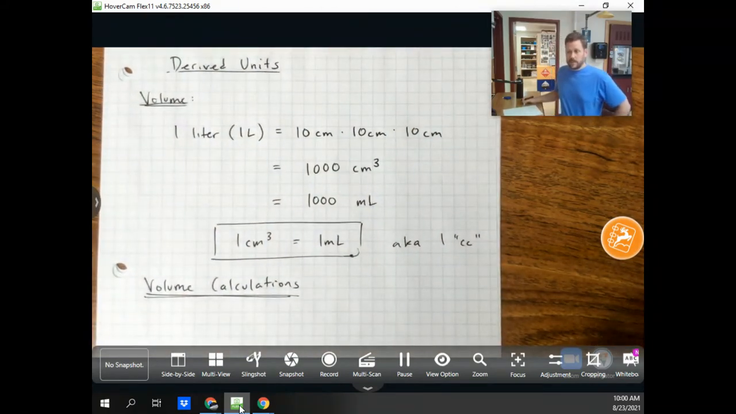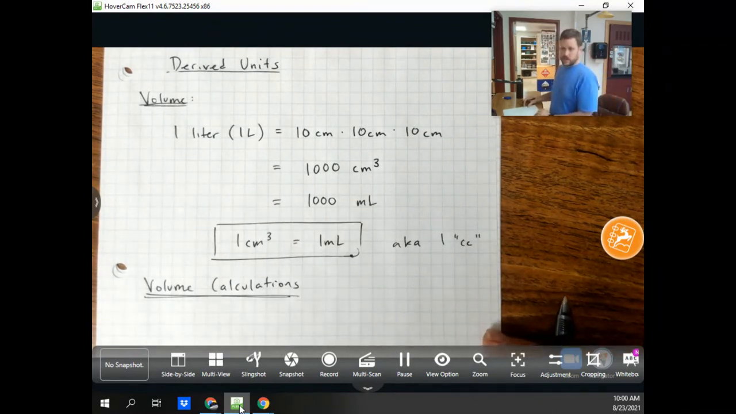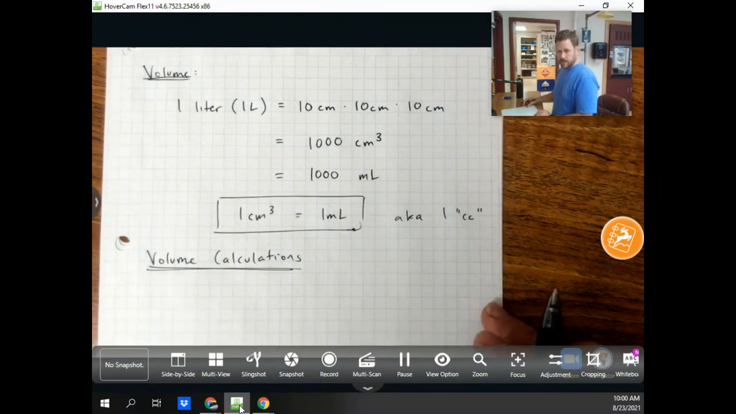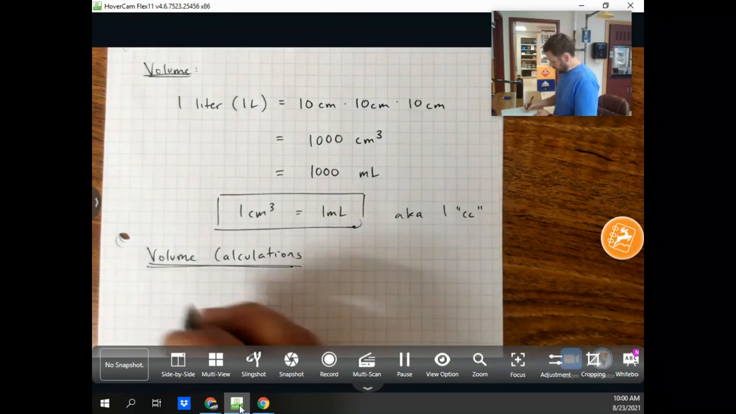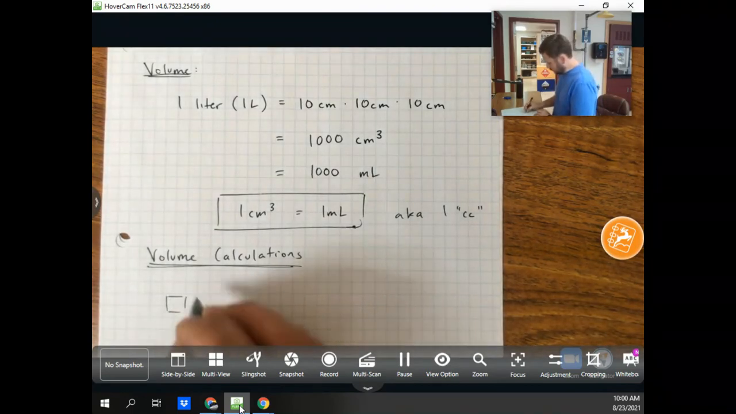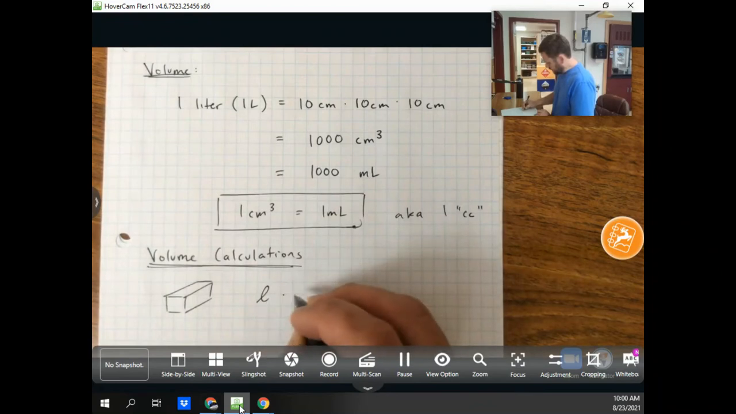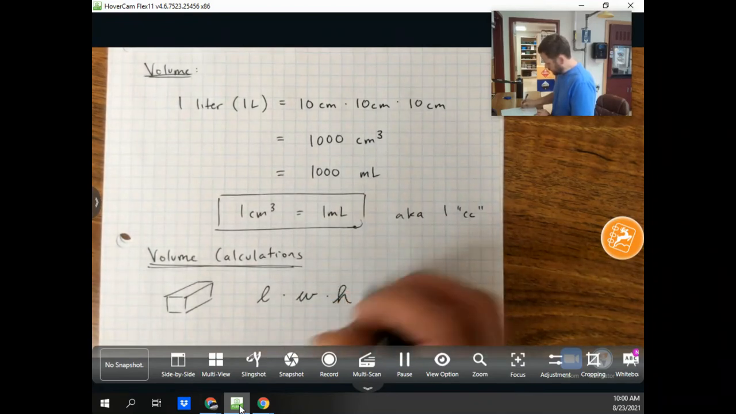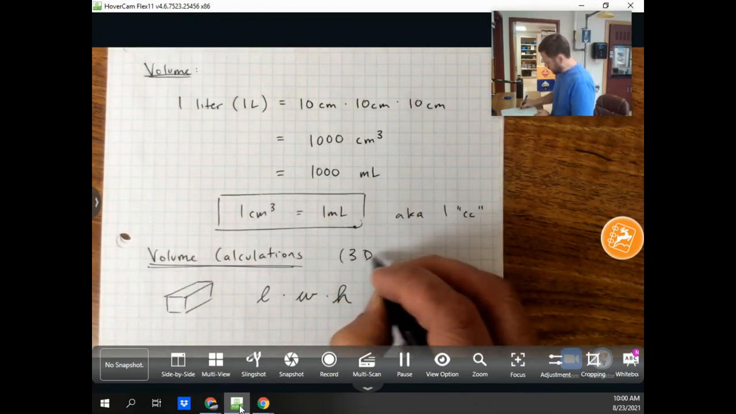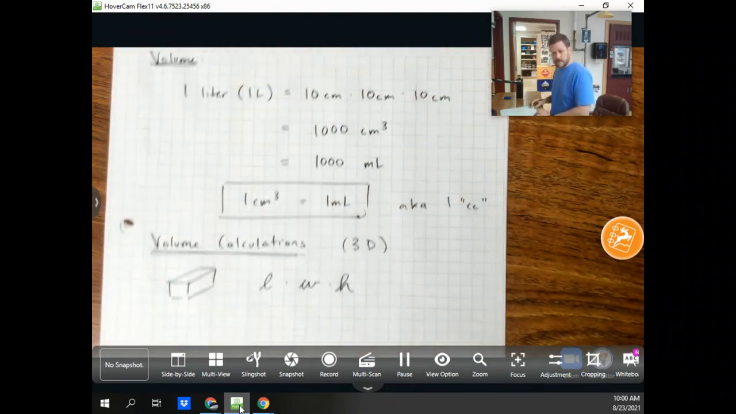So let's talk a little bit about the geometry that's involved here, and write just a few more things in our notes about the derived unit of volume. If you are measuring the volume of a cube or a rectangular prism, for instance, you need to calculate it by doing length times width times height. And of course, that's 3 dimensions, right? Distance times distance times distance.